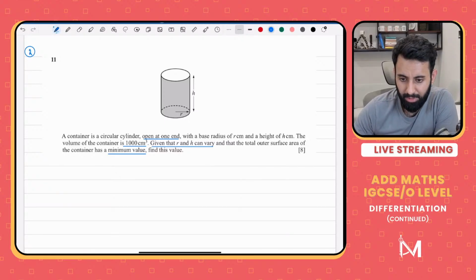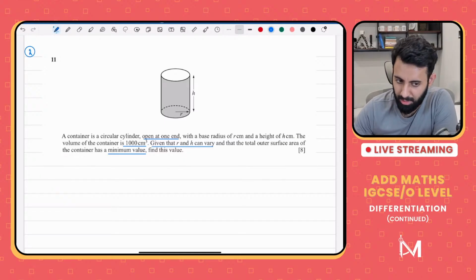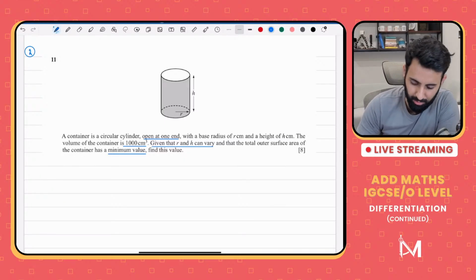It's the same for O levels and IGCSE. The syllabus for the majority of the topics is the same, and functions is one of those topics.